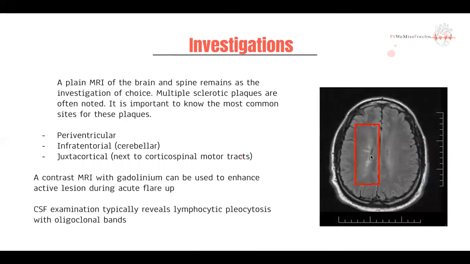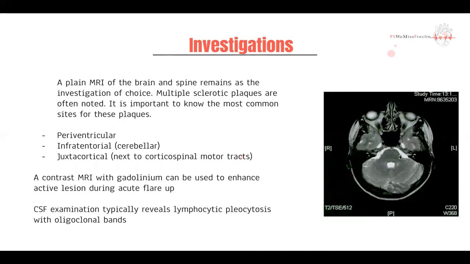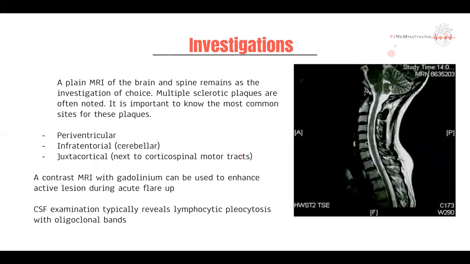Here you can see your lateral ventricles, and these white hyperintensities are the plaques. So here you can see some periventricular plaques. These are some infratentorial plaques seen in the cerebellum. And as you can see here, this is a juxtacortical plaque.